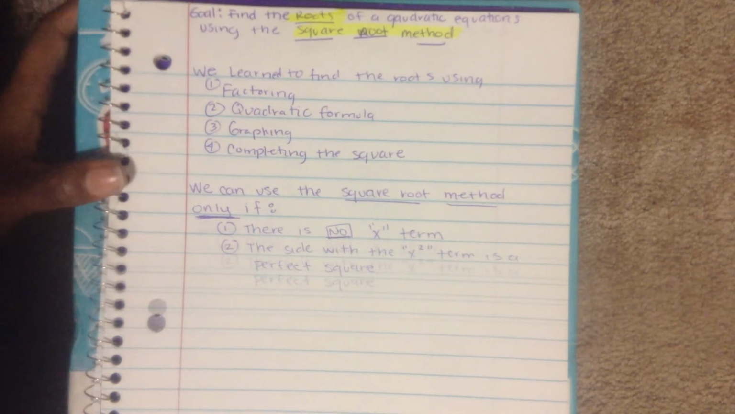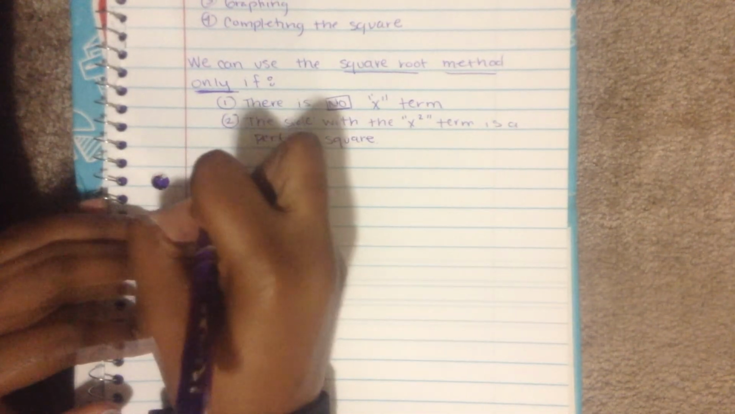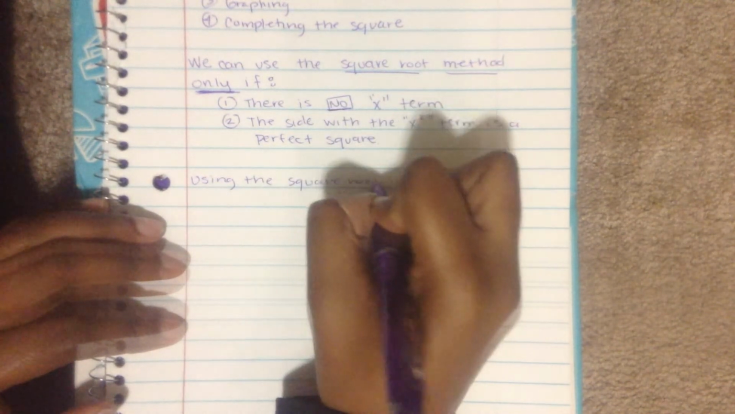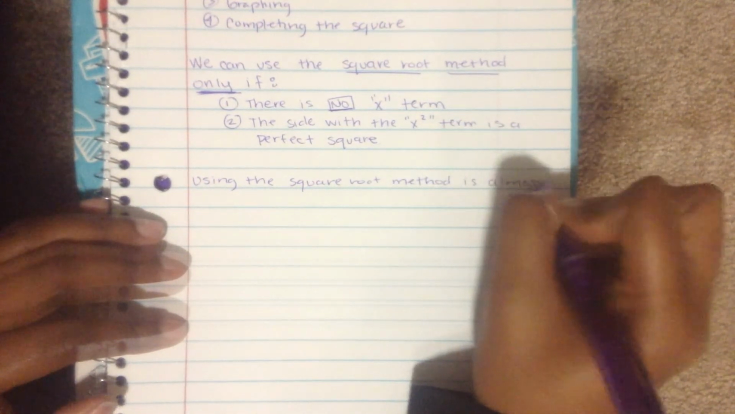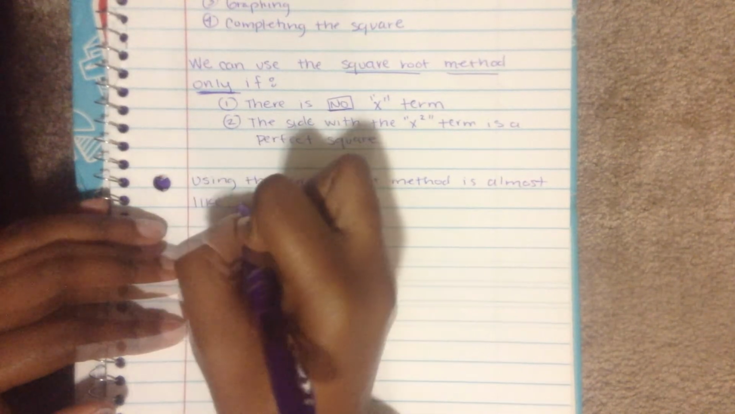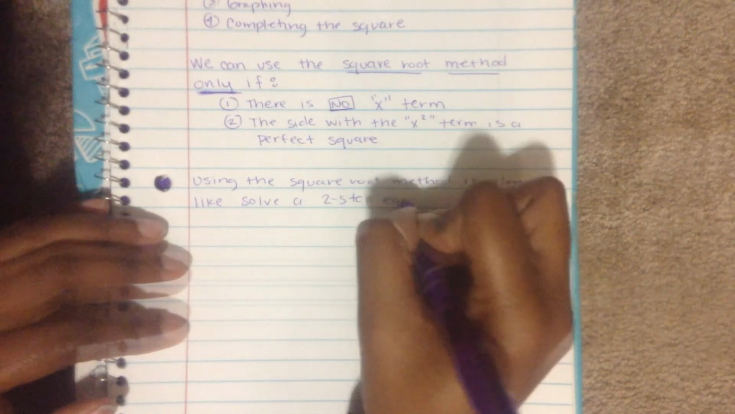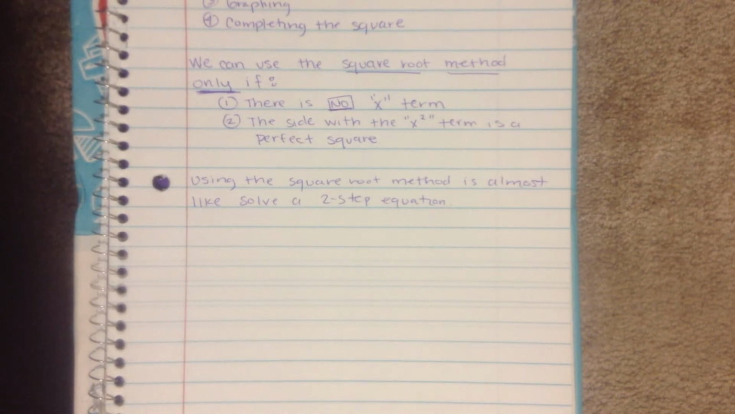Okay, so let's dive in just a little bit deeper. Okay, using the square root method is almost like solving a two-step equation. There's kind of one more additional step that we would have to use to solve the quadratic, so we're going to kind of call it the 3-step equation. Okay, and you'll see what I mean in just a second.